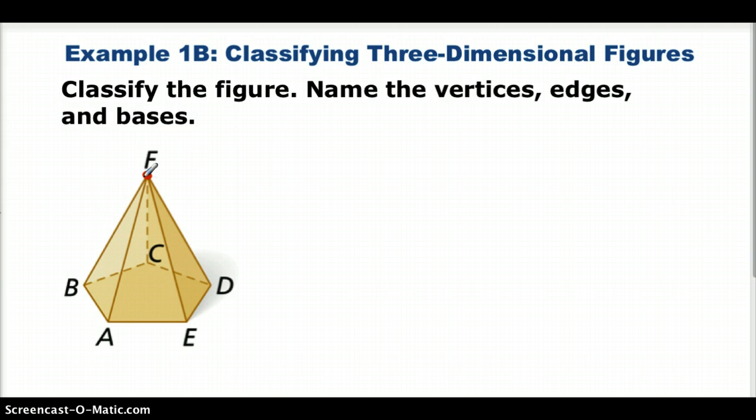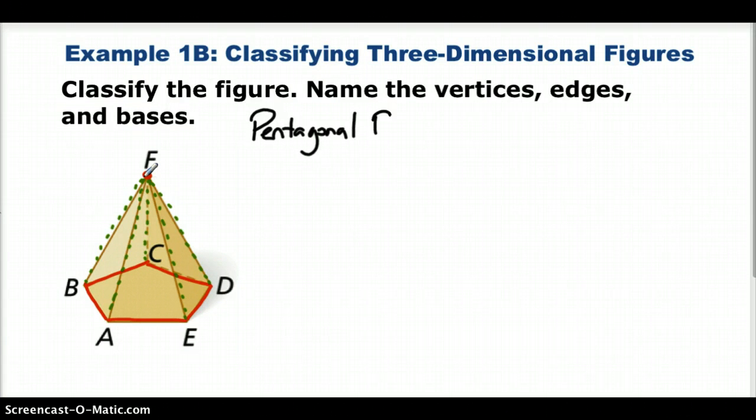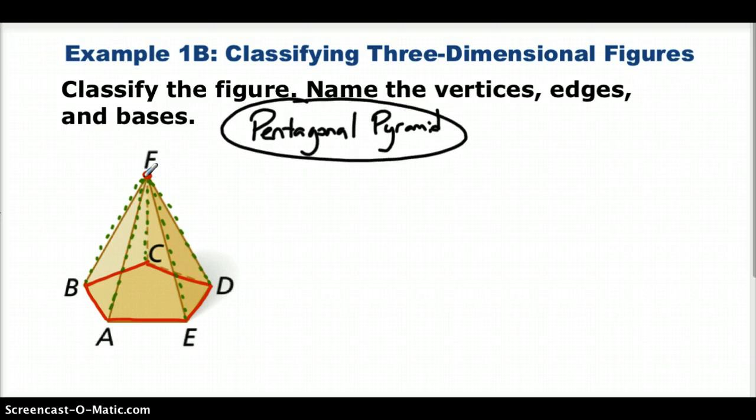And in order to properly name this, we really have to look at the base, right? And it has 1, 2, 3, 4, 5 sides there, so that's a pentagon, right? It's a pentagonal base, and then these triangles, which I'll outline maybe in green here. These triangles, okay, there's 5 of them, right? And the triangles all connect at the top, at F, right? So to me, this would be classified as a pentagonal pyramid. Okay, so that's our answer for classifying.